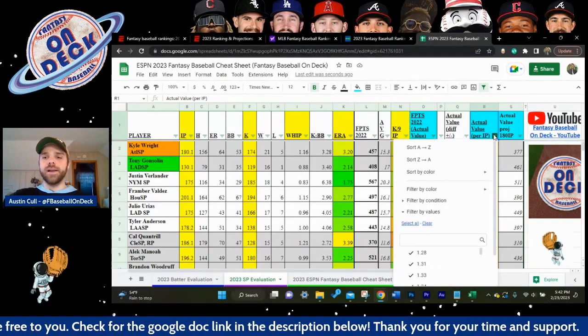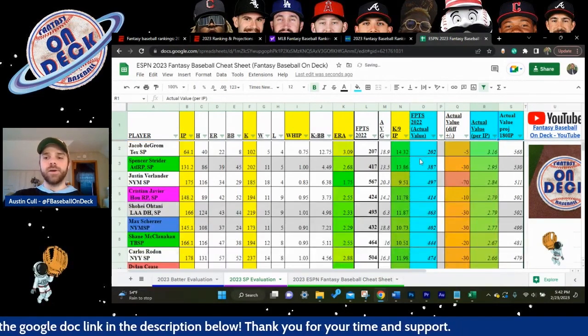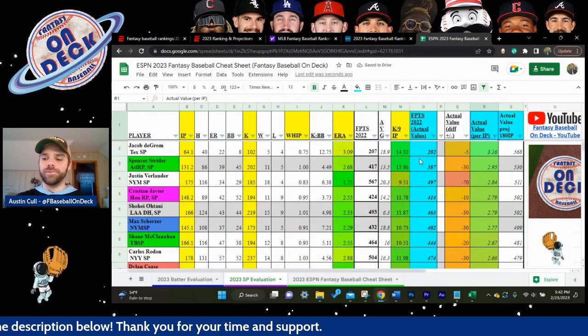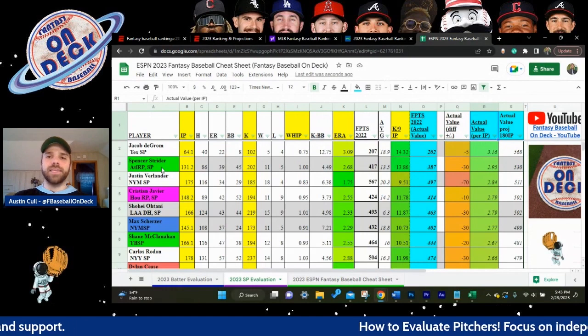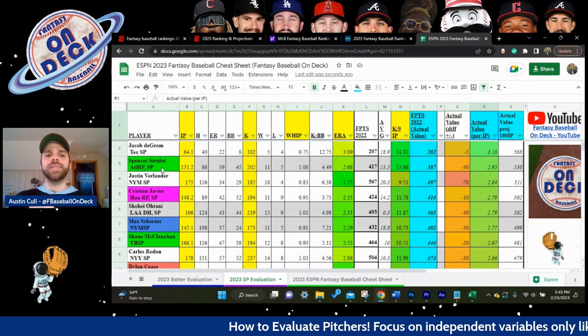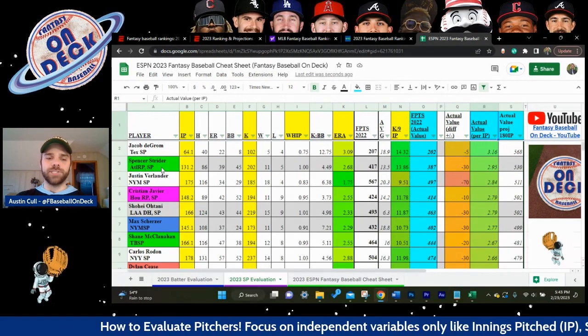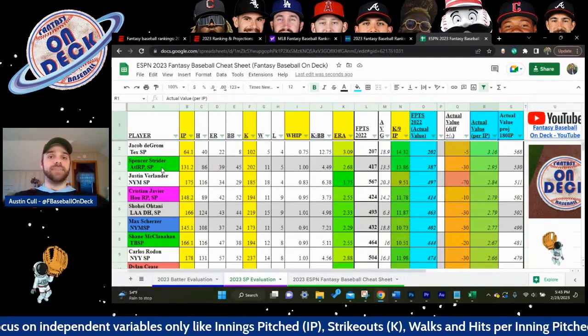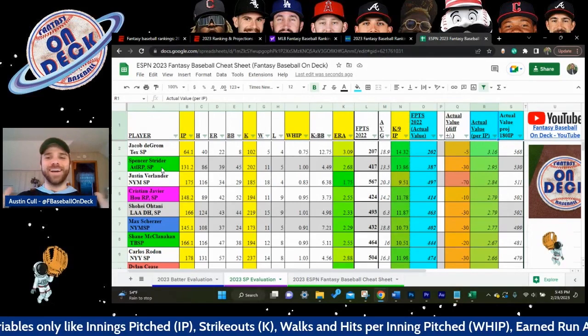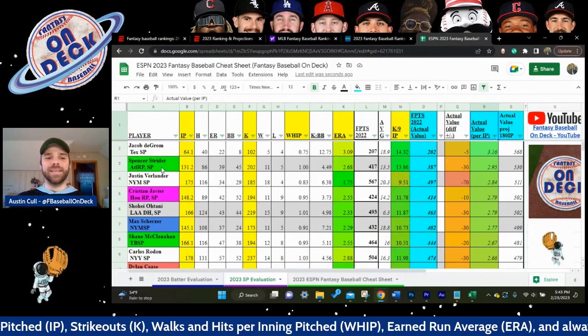But if I filter over here, actual value per innings pitched, this is going to better capture, regardless of whether a player had innings restrictions. Say if you were Spencer Strider and you started out the year in the bullpen, and were only able to get up to 131 innings pitched. He didn't really have an opportunity to score as many points because he wasn't given the volume. He was being protected from himself, per se, because he's so young.